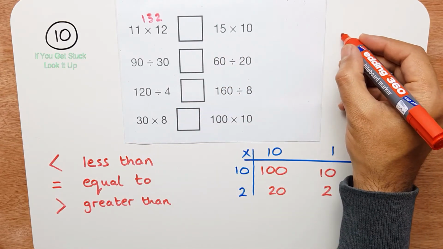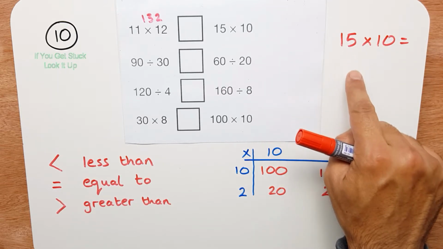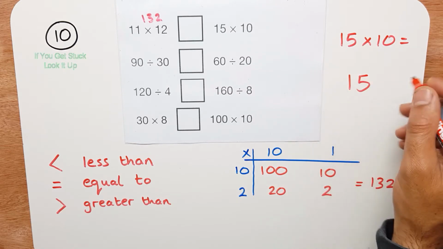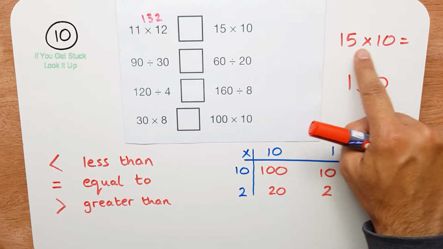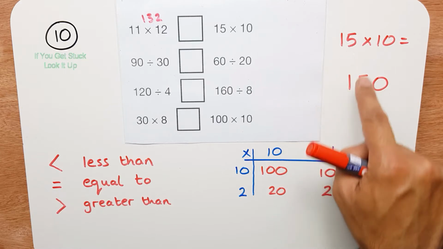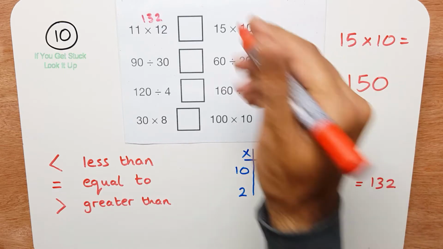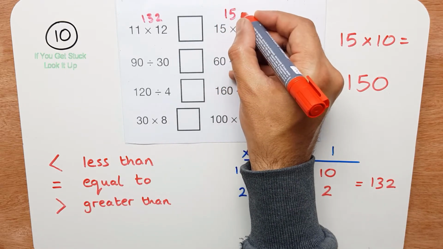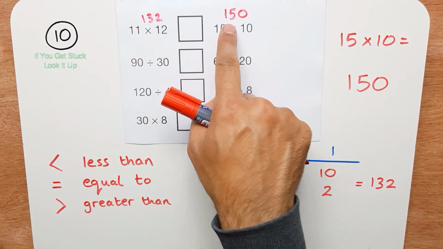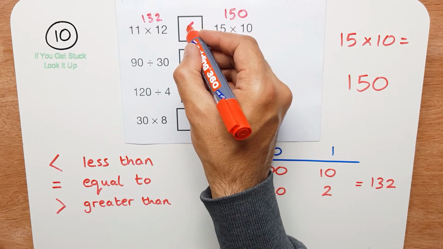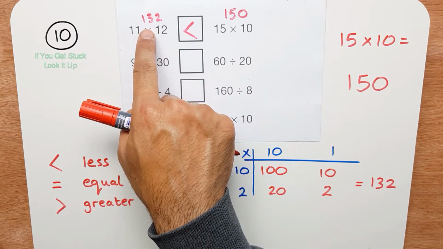And what's the rule for multiplying a whole number by 10? So what we do is we write the whole number down and we simply add 1 0. So let me say that again. A whole number times 10. You write the whole number down here and you add 1 0. So the answer is 150. So this side on the right hand side is 150. So 132 is less than 150. So you always point to the smaller number. So we're going to point to the left hand side.